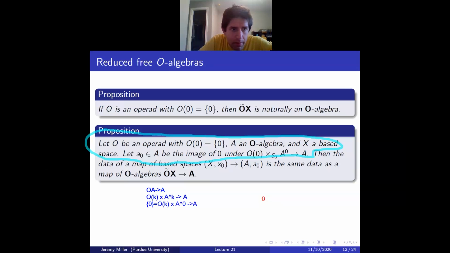I don't know how to. Sorry, trying to fix this typo. Why can't I write? Okay. That K is supposed to be 0.